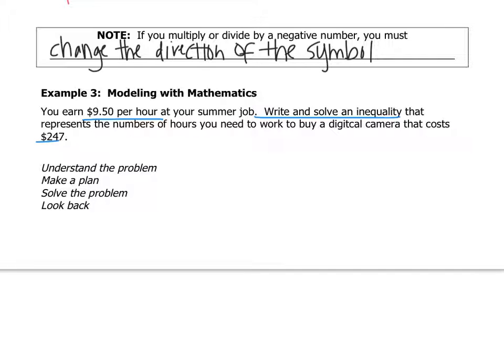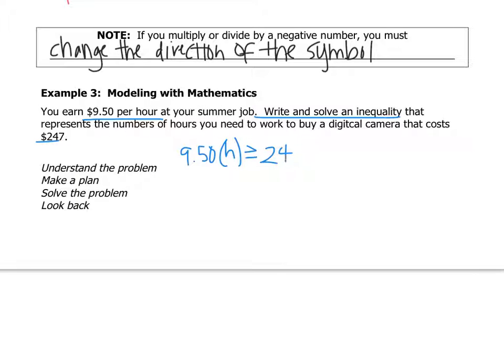All right, now we need to come up with a plan. So let's use an inequality. Let's write one that would simulate this story, and then we can solve it and see if it makes sense. So what I'm going to do is my hourly wage, which is $9.50, times the number of hours that I work, is going to be greater than or equal to the cost of the camera.